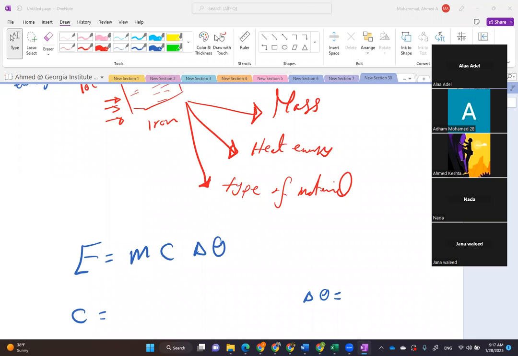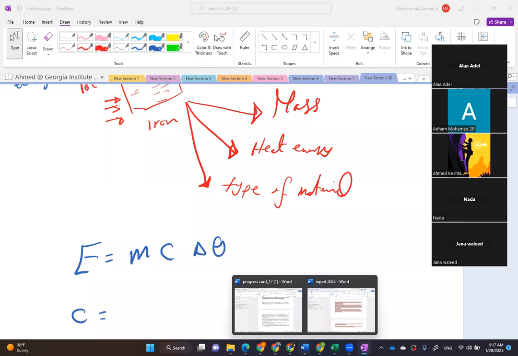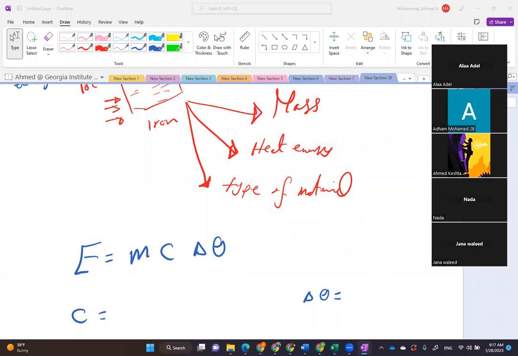Okay, can you send the answer privately to me, please? Don't send your answer to everyone. Okay, c equals E divided by m delta theta. Just divide by m for both sides and divide by delta theta for both sides. Anas, thank you. Salma, thank you. For delta theta, it is going to be E divided by m c.